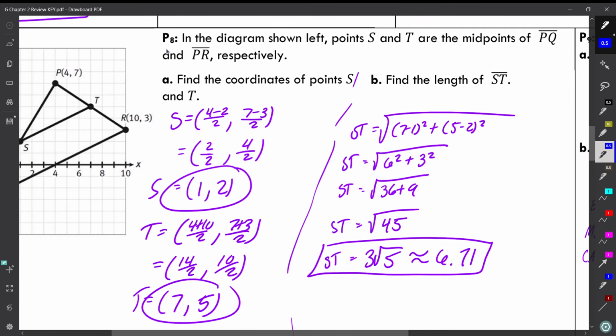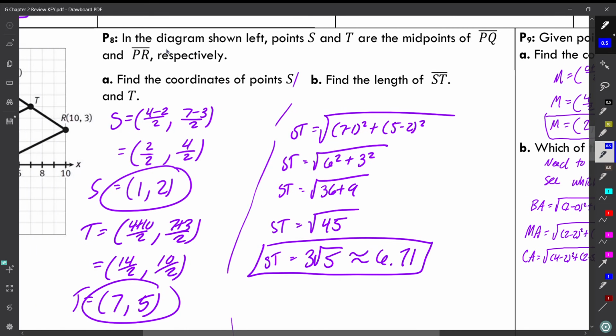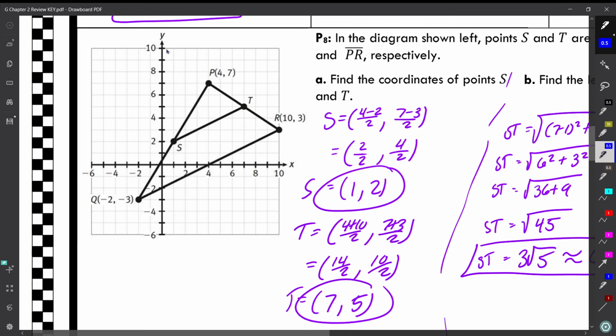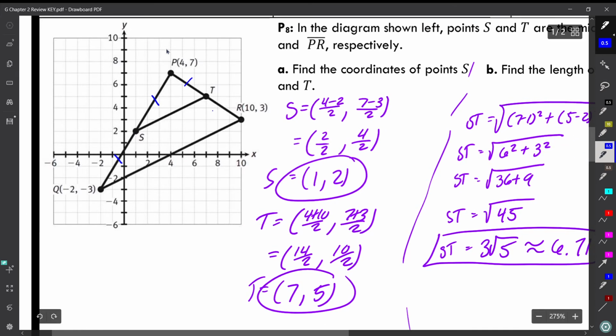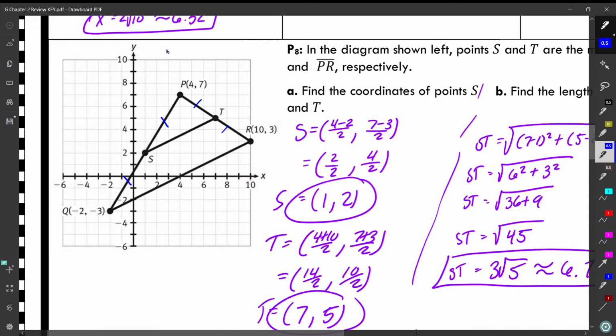Number 8, in the diagram shown left, points S and T are the midpoints of PQ and PR respectively. Okay, so I've got this little triangle looking thing, and I have PQ and PR. S is the midpoint of PQ, and T is the midpoint of PR. First, it wants us to find the coordinates of points S and T. Okay. To find S, we'll start with that one. We're just trying to find the midpoint, use the midpoint formula on P and Q.